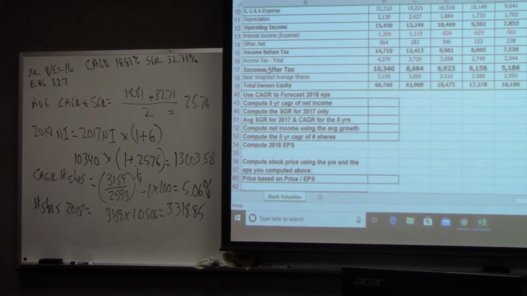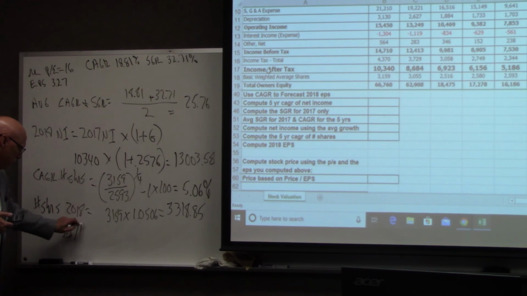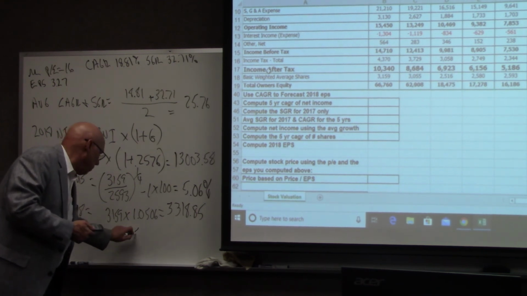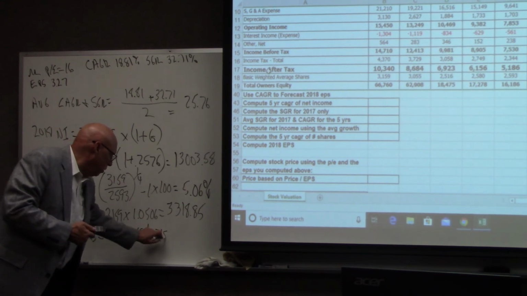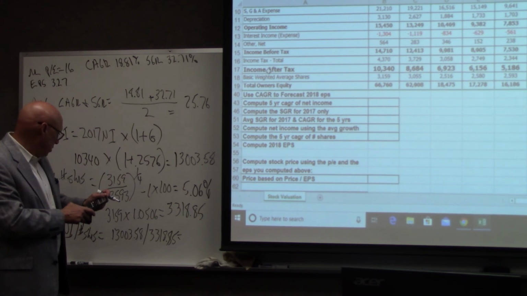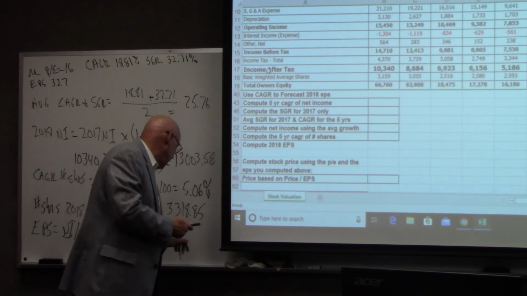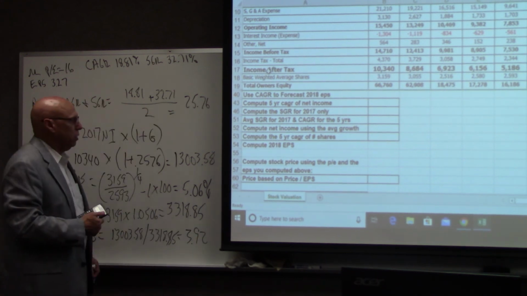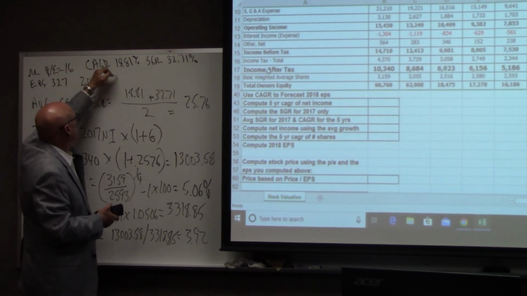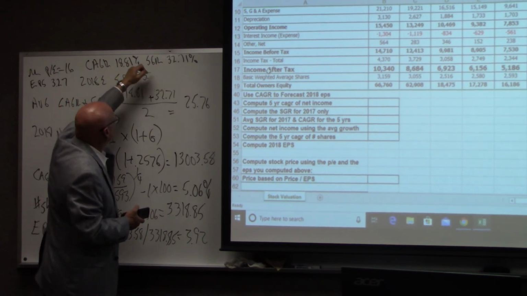So let's do our earnings per share forecast. EPS is equal to net income divided by the number of shares, and that's 13,003.58 divided by 3318.85. $13,003.58 divided by 3318.85 is $3.92. That is our forecast of 2018 earnings per share, 2018 EPS equals $3.92.